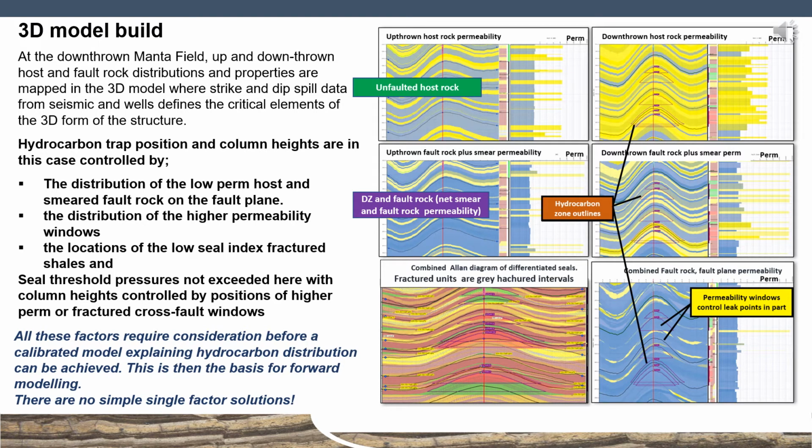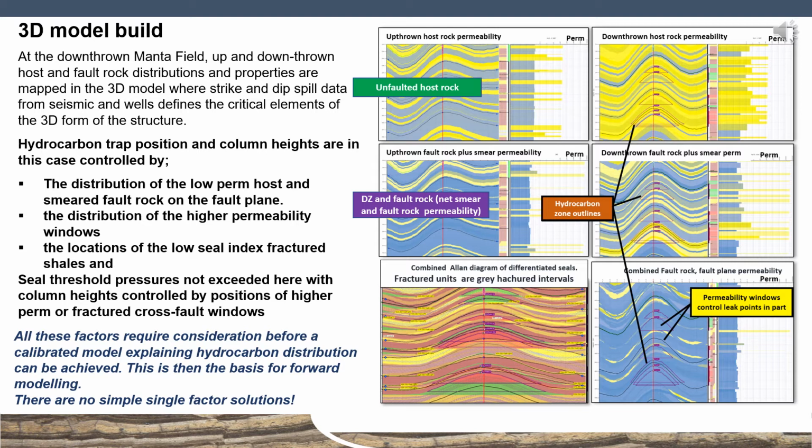This slide shows how we build a 3D model. We integrate all of the seal distribution, smear extent, etc. and permeability for either side of the fault. In this case, we're looking at Manta again, which is a down-thrown fault trap. And on the right, you can see in the polygons the distribution of the different hydrocarbon columns. The top row is the host rocks. So you're seeing the permeability distribution here for the upthrown and the downthrown side.